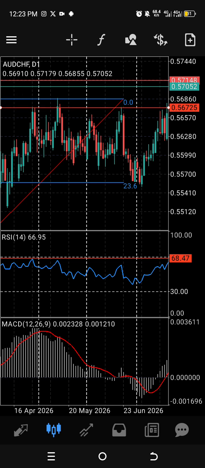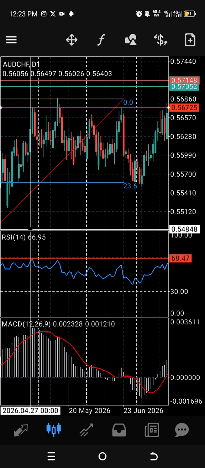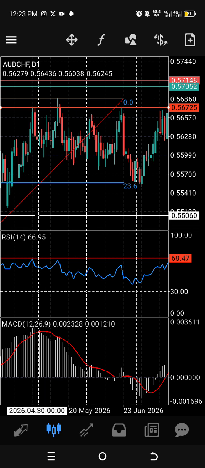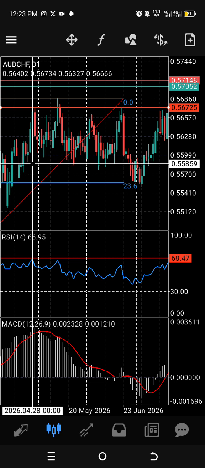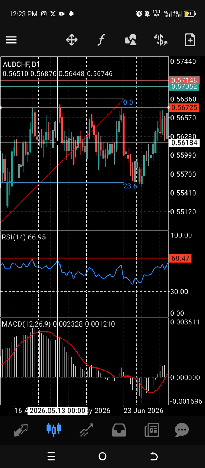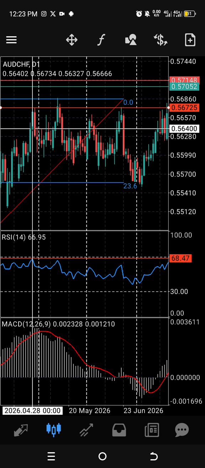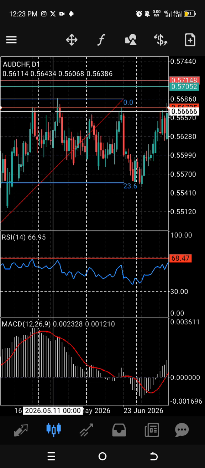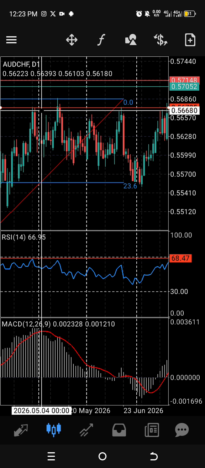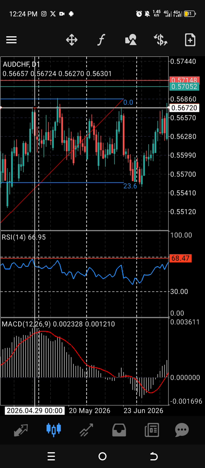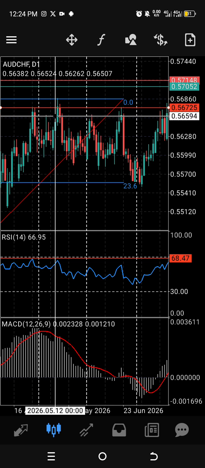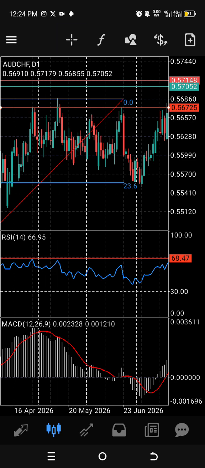Yes, this level is a previous resistance. This candle is a previous resistance level. What happened? This is 0.567725, a previous resistance level. The market pulled back a little bit and went up and broke the previous resistance level.